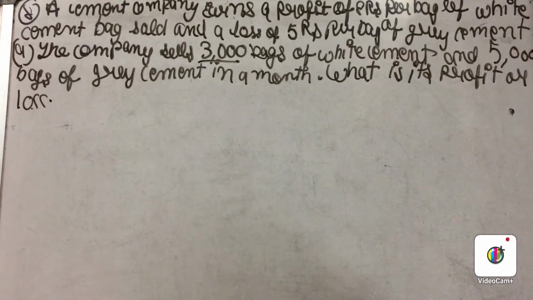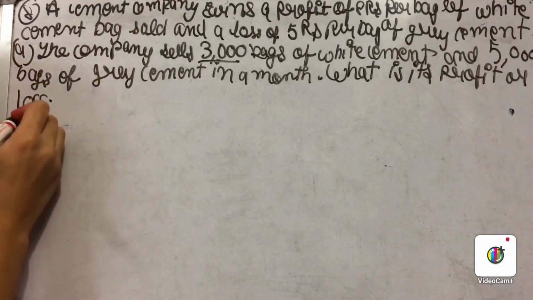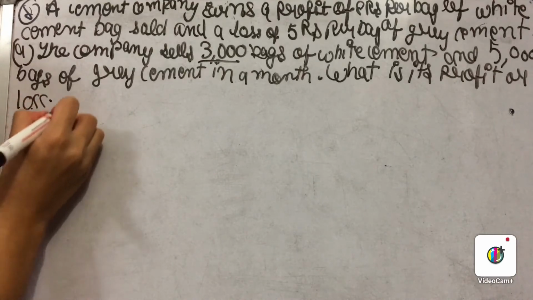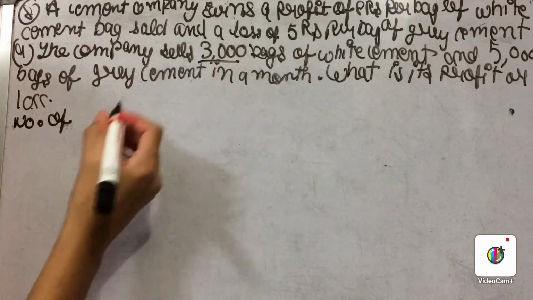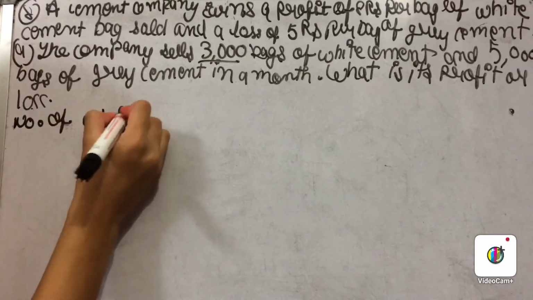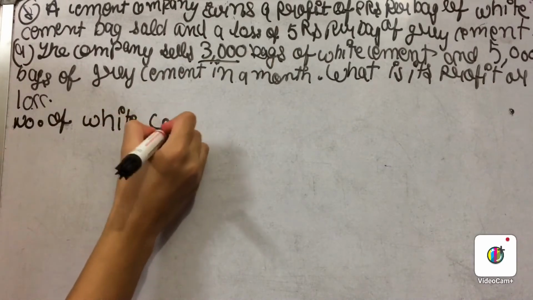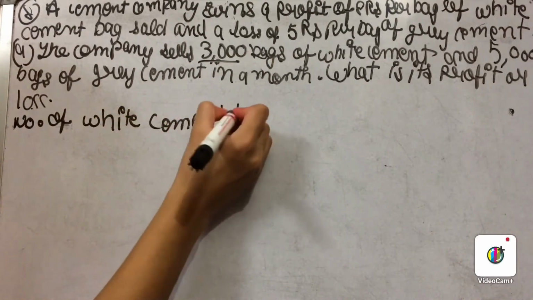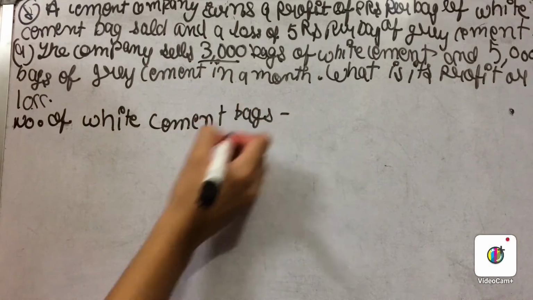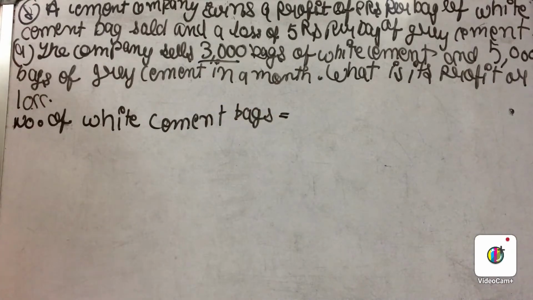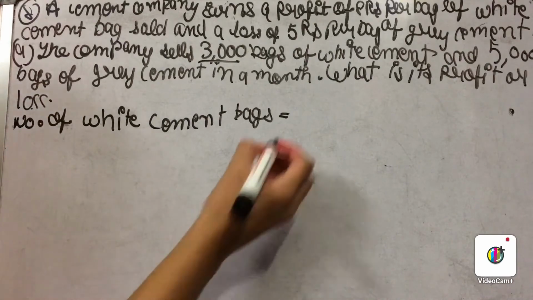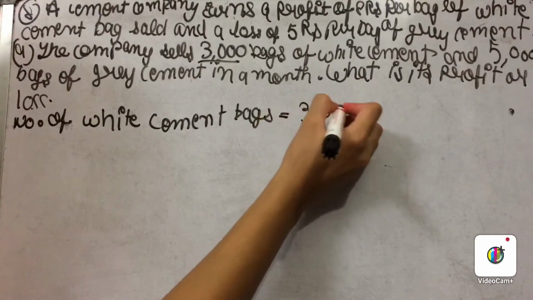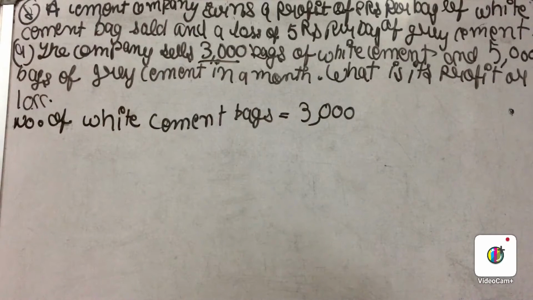So firstly, what you have to do, you have to write down the statement like this, that number of white cement bags. What are the number of white cement bags sold by the company? The company has sold 3,000 white cement bags.